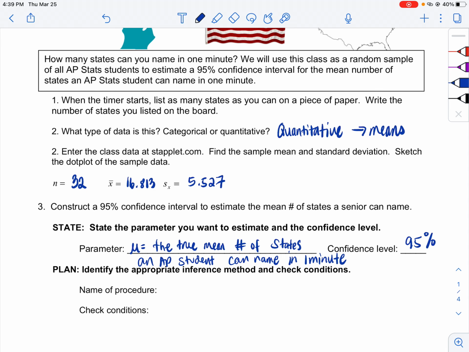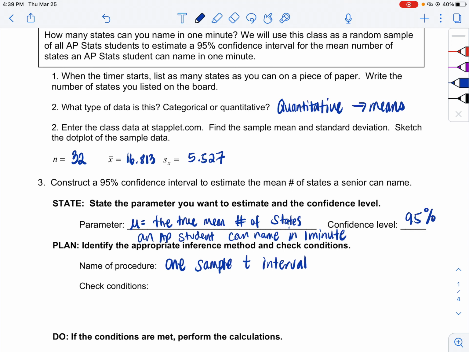We are going to name our procedure. This is one sample. It's not going to be a Z interval because we are talking about means this time. This is a one-sample T interval for a mean.